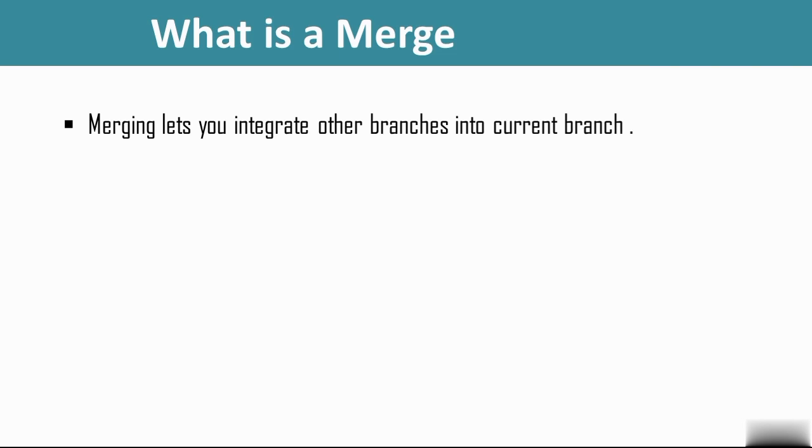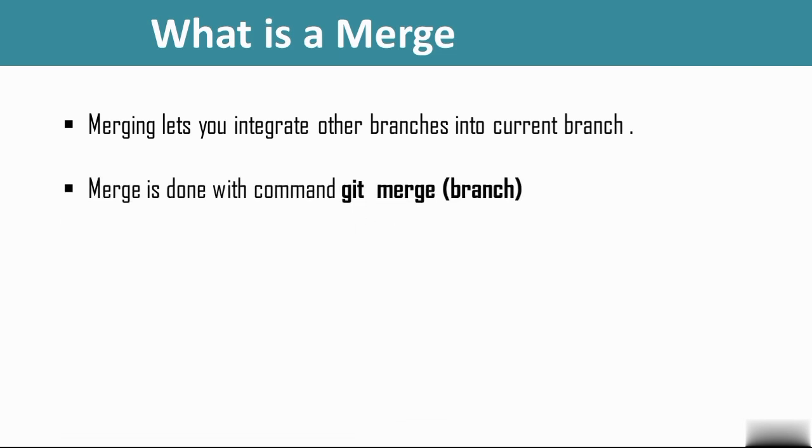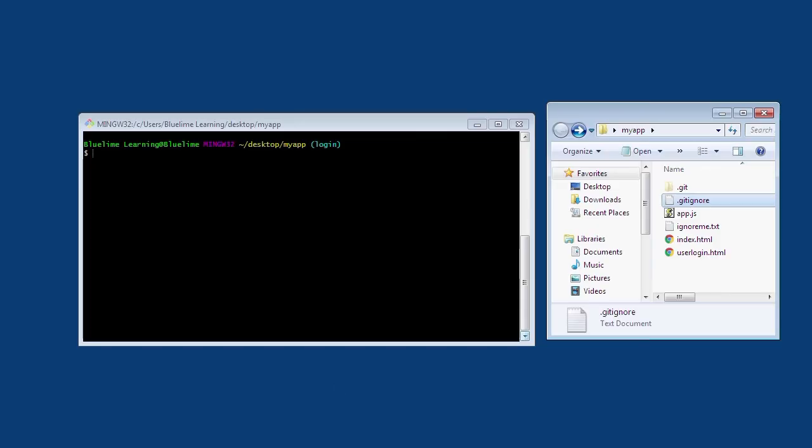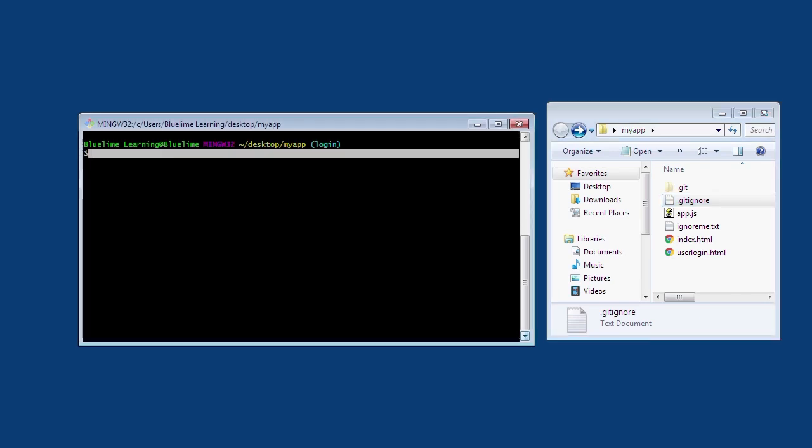The command you need to do a merge of a branch is git merge followed by the name of the branch. If you type that command into the Git Bash, it will merge whatever branch you've named into the current branch. So I have got the Git Bash open, so I'm just going to do a quick git status just to check the status.